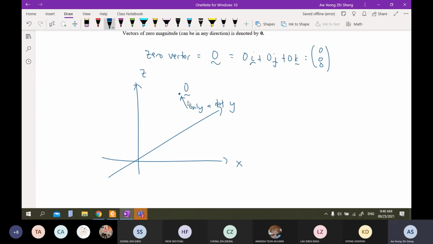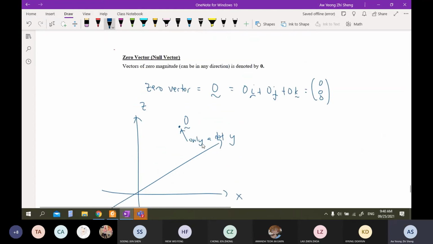Or basically, it's nothing. So if it is only a dot, it has no length. If you really apply the formula, the length will be 0 squared plus 0 squared plus 0 squared. It will be 0. It has 0 length, because you don't even have an arrow to measure the length. And because it's just a dot, you can't draw it using an arrow.